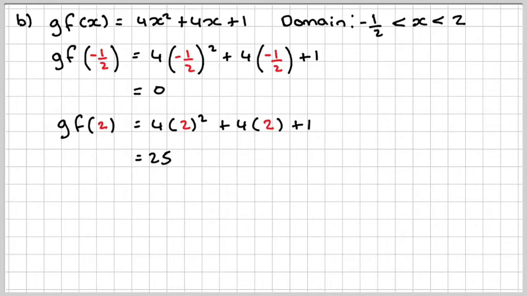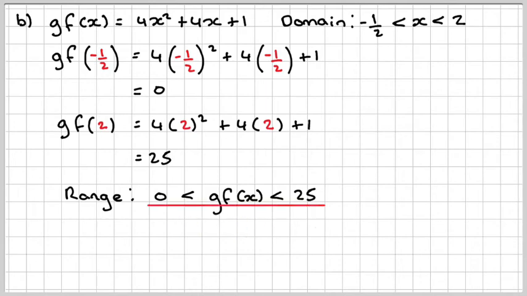But you might want to check what the minimum point of this graph is and what value of x it actually lies on. If you check the minimum point, the derivative will be 8x plus 4, and the minimum point will be when 8x plus 4 is equal to 0, and when 8x plus 4 is equal to 0, x is minus 1/2, sorry. So that is actually the minimum point on the graph. You might want to just check that. It just happens it does actually coincide with the end point here. So the range of gf of x will be between 0 and 25.